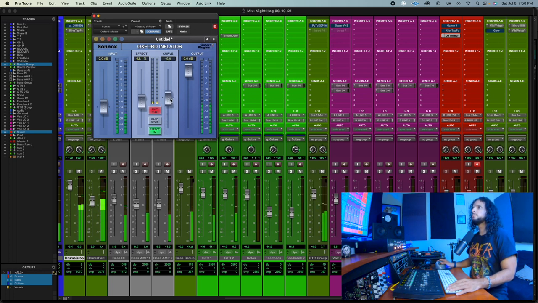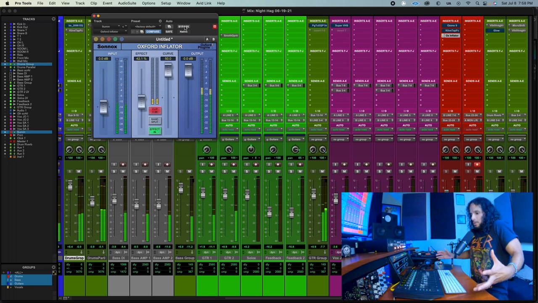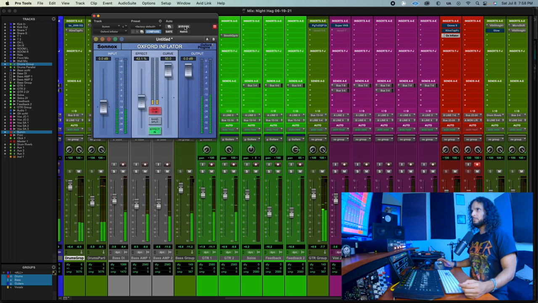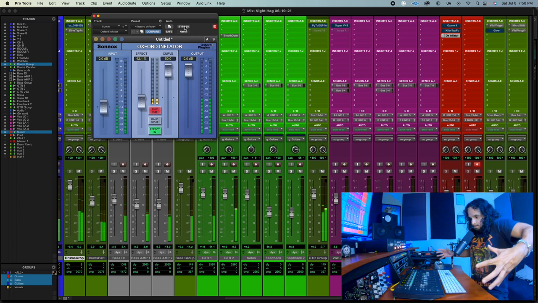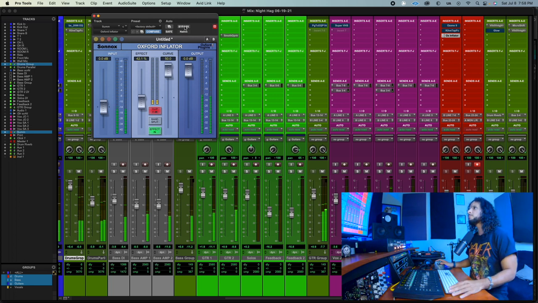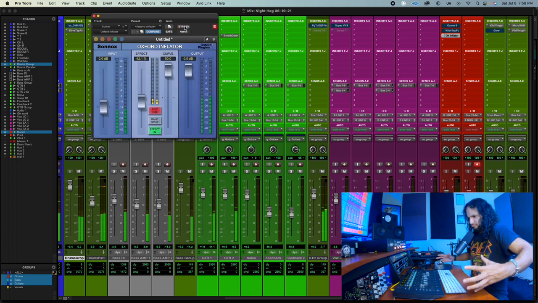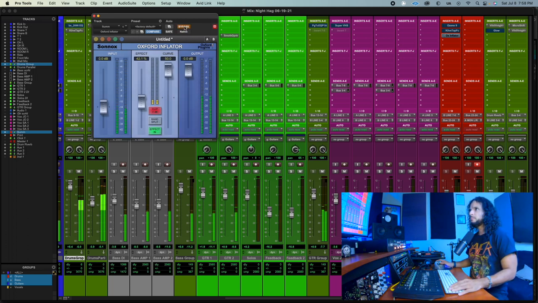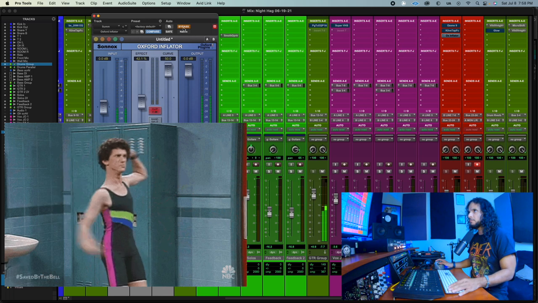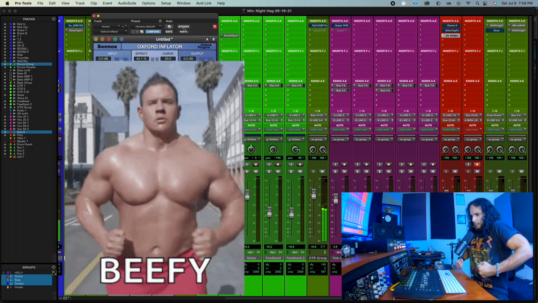Bypass. Yeah, that's right. That's cool. Now it sounds more beefy. The thing, Inflator. Skinny. Buff.